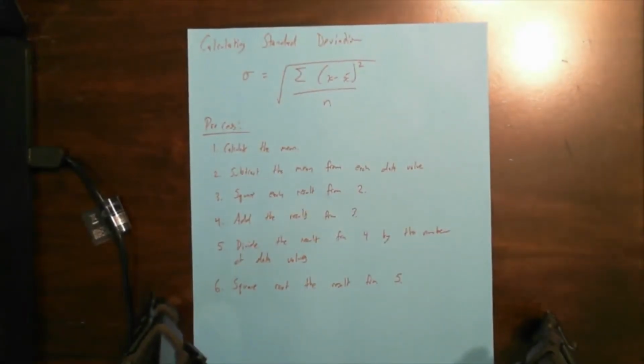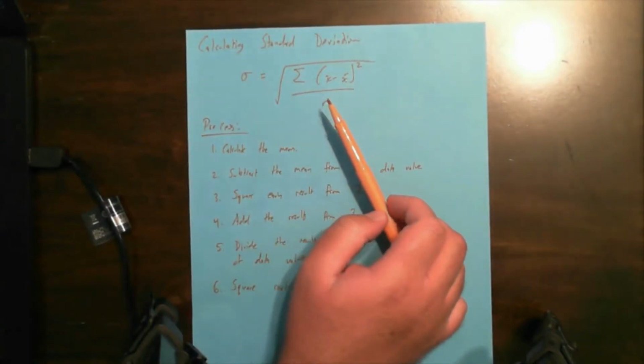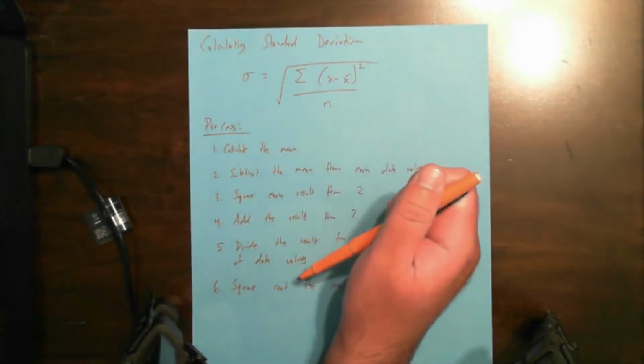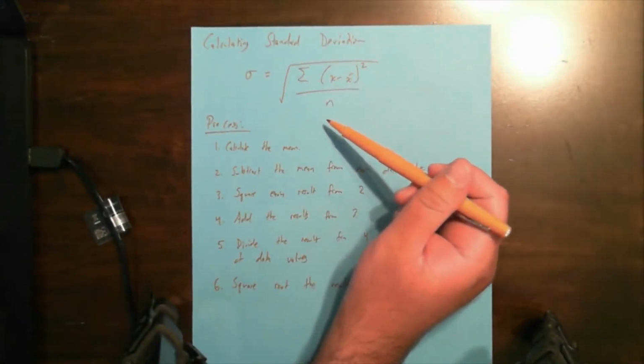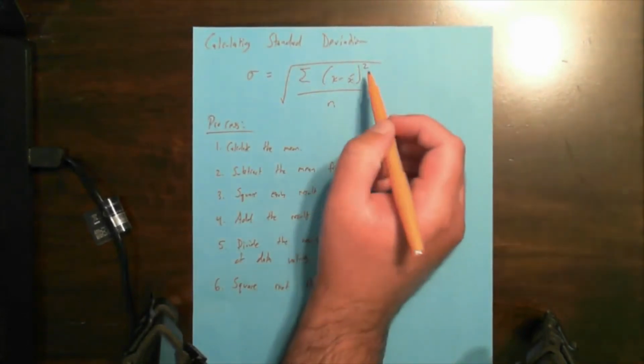Alright, so now we're going to look at calculating the standard deviation of a data set. Okay, so the formula is written right here. You can see it on page 256 of your textbook. I have the process written here, but if you understand how to read this formula, it tells you the steps that you need to do and the order that you need to do the steps.